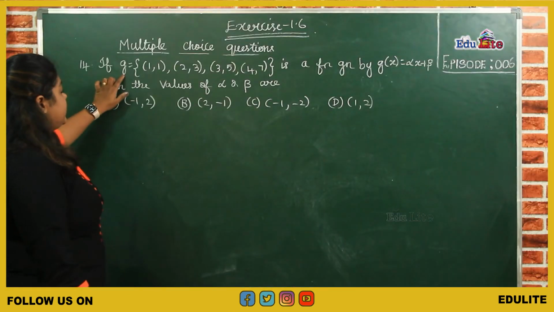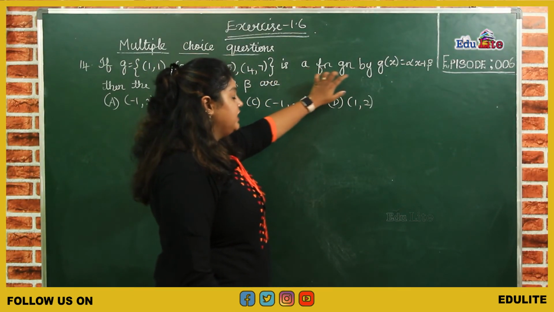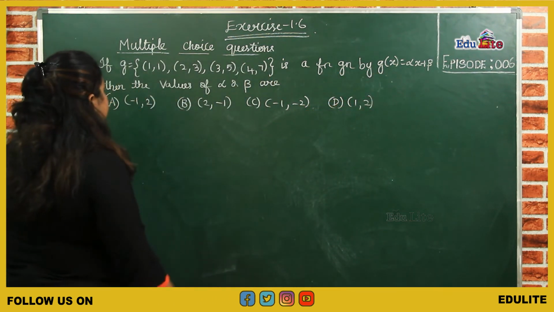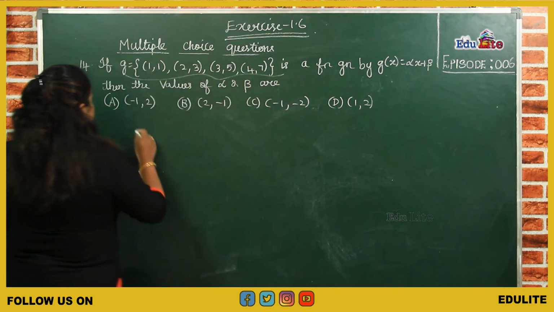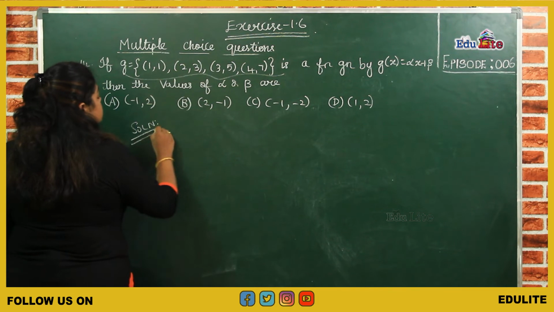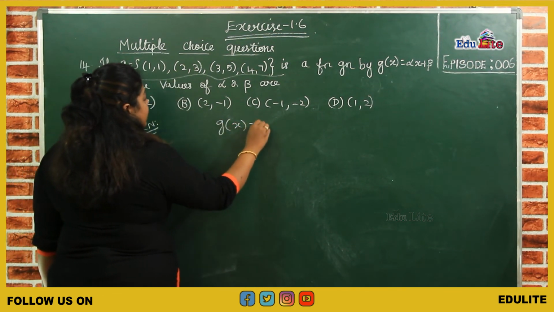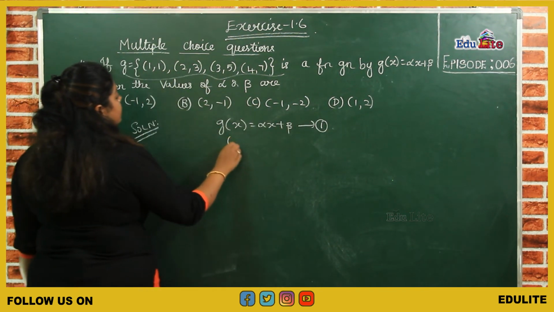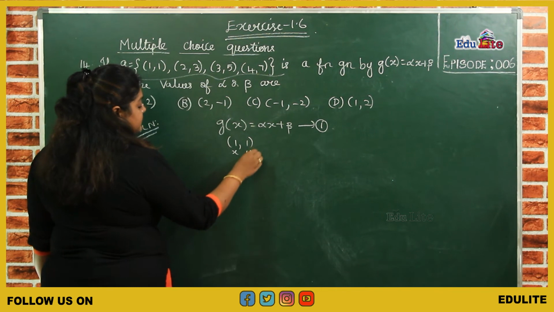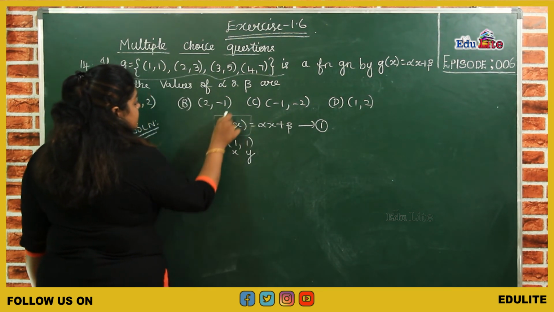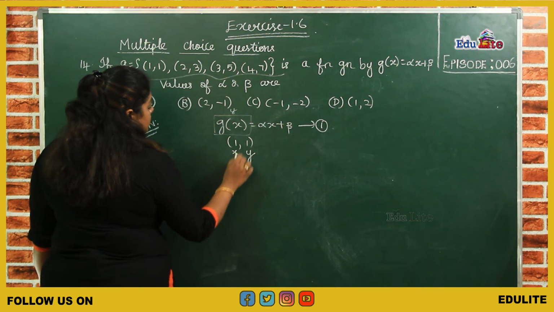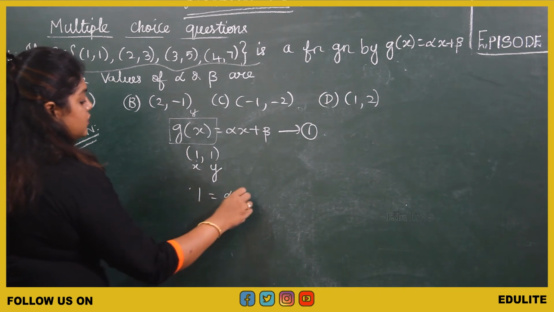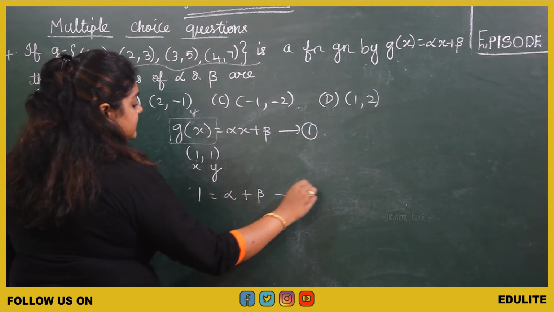Next problem. A relation is given as such. It is a function given by g of x equals alpha x plus beta. We need to find the values of alpha and beta using this relation. So g of x is given as alpha x plus beta. Considering this as the first equation, we will take the first pair 1 comma 1. This is the value of x and this is the value of y. This g of x is nothing but y. So the y value is 1, which equals alpha into the x value, which is also 1, plus beta. This we will consider as the second equation.